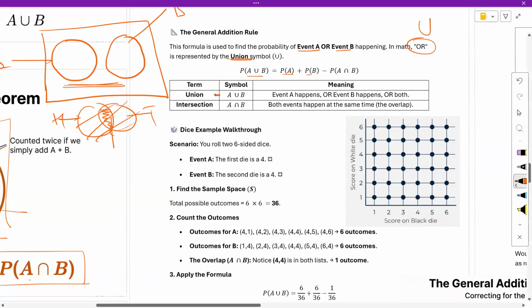And the summary is what? Union is this symbol, and intersection is this symbol. Union means event A happens, or event B happens, or both, so it covers all the area. A intersection B means both events happen at the same time. This is very important: at the same time, so there's an overlap. Let us use a dice diagram.